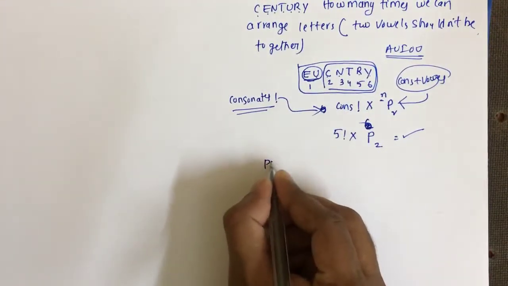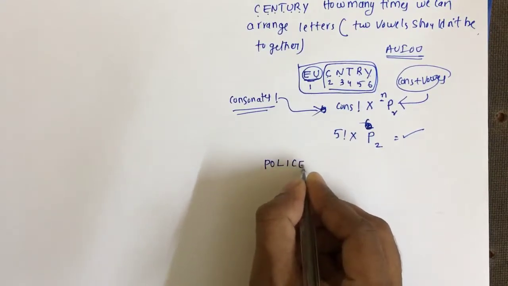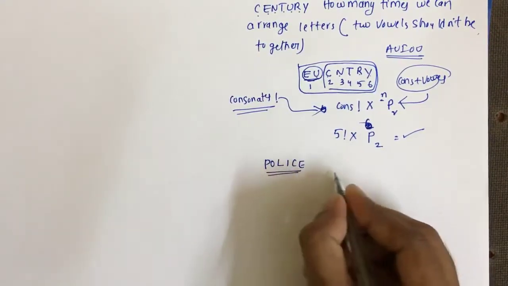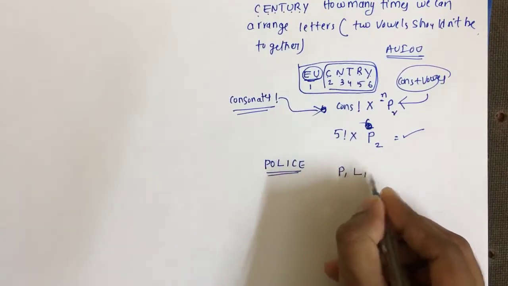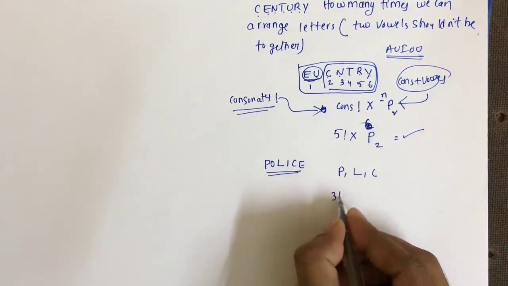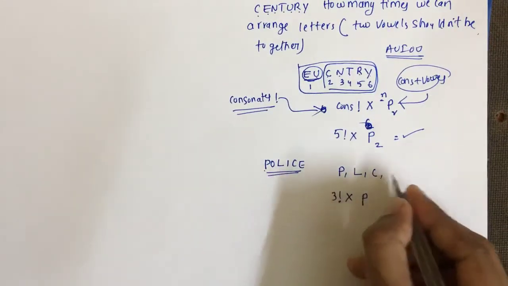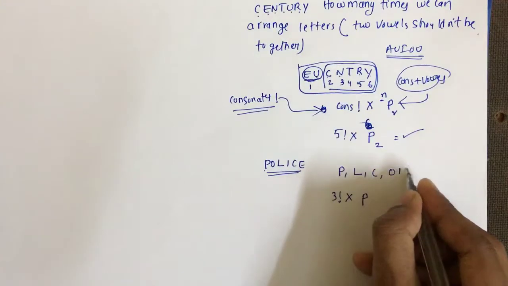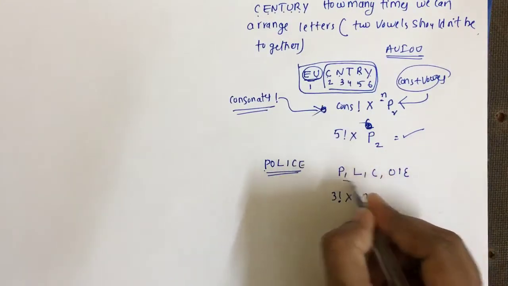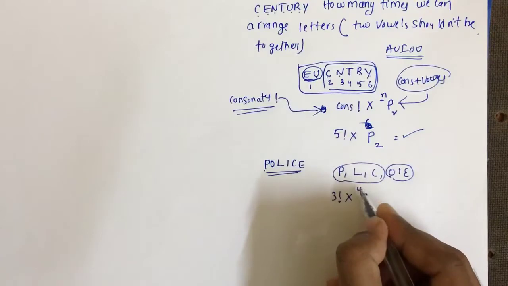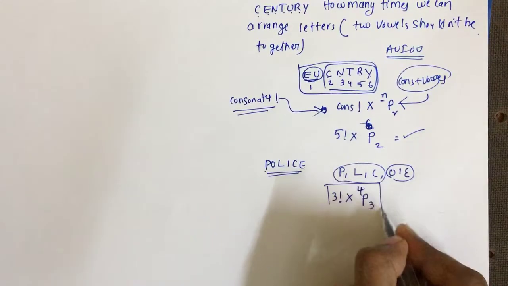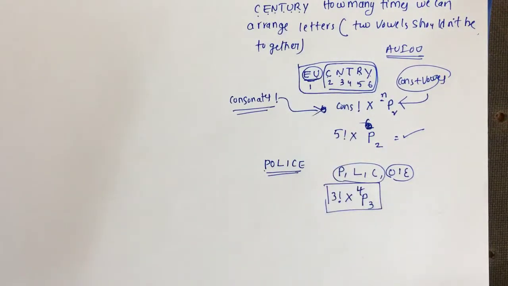Next, police. In this also same. So here first take the consonants. P, L, C. These are the consonants. So 3 factorial into P. Total how many here? P and vowels are I, E, this one. So this will be 3 and this will be 1, 4 and 3. So this is the way to calculate. So this is about the combinations and permutations. I hope everything is clear.